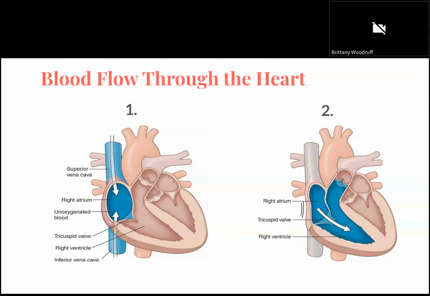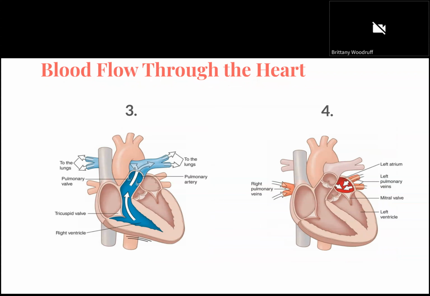This is showing the same thing that I just went through on that one diagram. These are just the diagrams from your book, so if you prefer these, they're there. It just shows you, again, vena cava coming to your right atrium. Right atrium goes into your right ventricle.